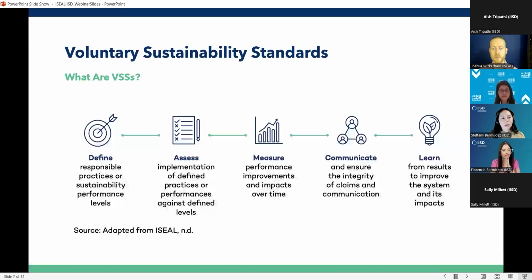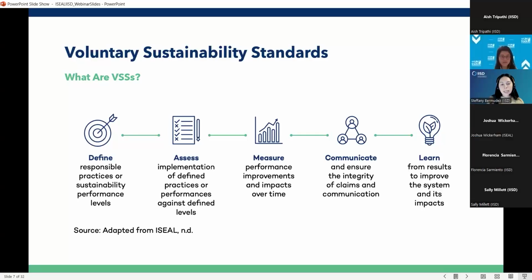Next slide, please. So first, voluntary sustainability standards are market-based systems that prescribe social, economic, and environmental requirements for voluntary compliance by producers and other economic actors to enhance sustainability in production and processing. They operate in various sectors, as you might know, including agriculture, textiles, mining, and others. And they have processes in place to ensure that responsible practices or sustainability performance levels that they defined are assessed, measured, and communicated. So over the past decades, governments have increasingly incorporated voluntary sustainability standards, or VSS, in trade policy instruments to address environmental, social, and economic issues in commodity production and trade.